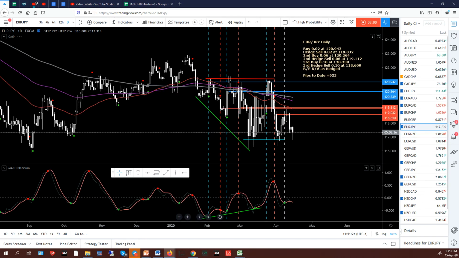Euro yen. This is one of my dog's breakfast pairs. This thing used to move really nice until coronavirus hit. Japanese yen, it's a terrible pair to trade sometimes, or currency to trade. But I'm in 4 trades.